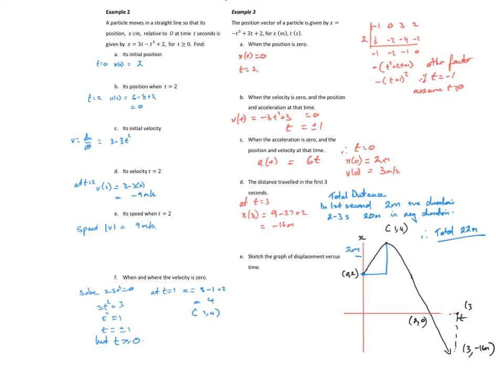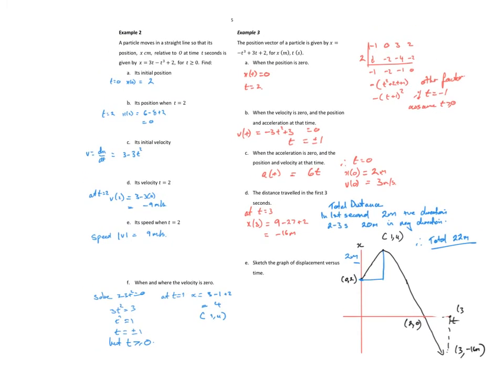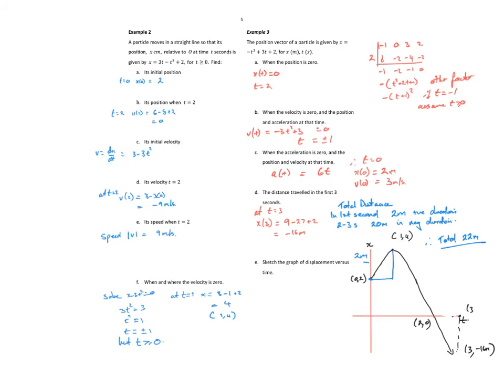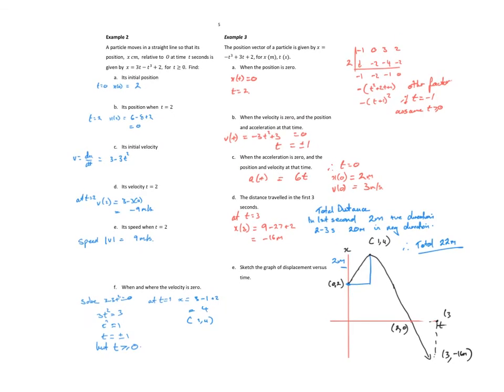All right, let's have a look at a couple of examples. A particle moves in a straight line so that its position relative to the origin is given by x equals 3t minus t cubed plus 2, where t is greater than or equal to 0. Initial position just means t is equal to 0. Position when t is equal to 2 makes sense: we substitute the value in.